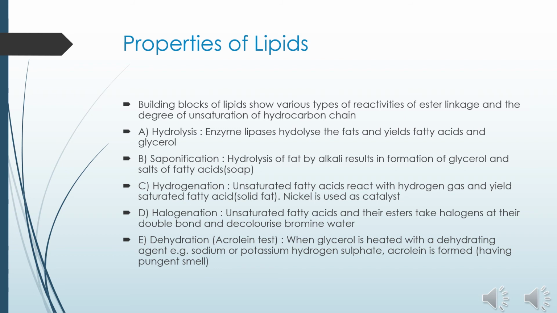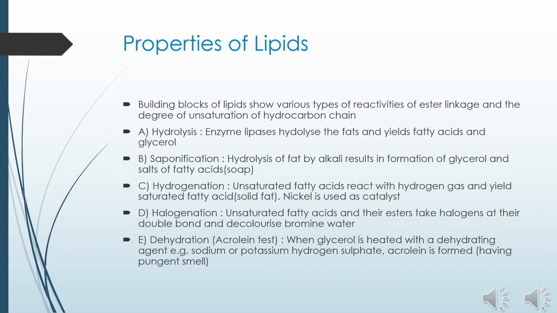Next is hydrogenation, in which the unsaturated fatty acids react with the hydrogen gas and yield saturated fatty acids, that is the solid fat. In this reaction, nickel is used as catalyst. Next property is halogenation, in which unsaturated fatty acids and their esters take up halogens, for example iodine or bromine at their double bond, and colored solution of bromine water is decolorized.